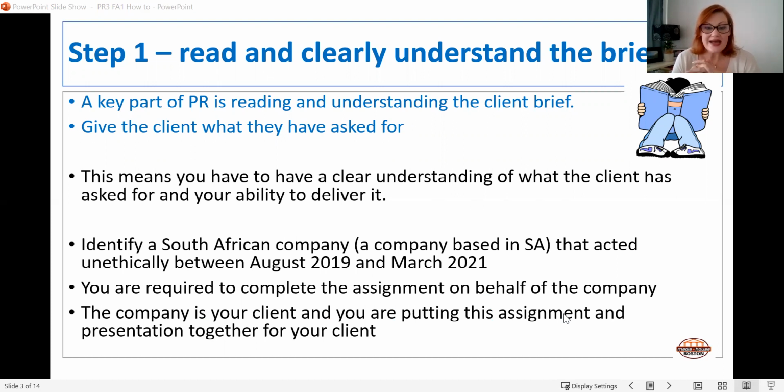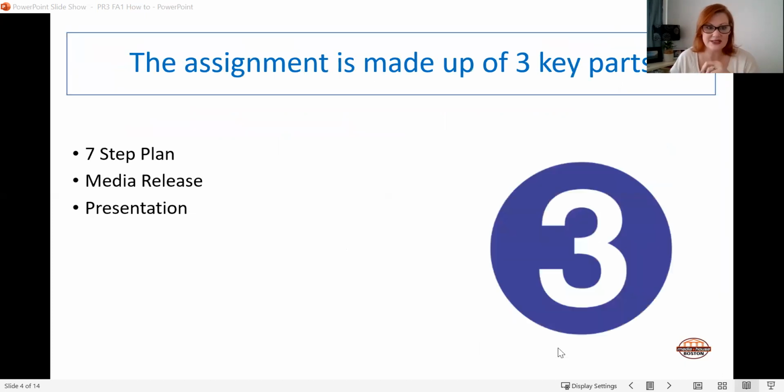You are required to complete the assignment on behalf of the company. You are the representative of this organization, and you are presenting as if you are the representative of this organization. So the company is your client, and you are putting this assignment together for the client. The assignment is made up of 3 key parts. First of all, there's a 7-step plan, there's a media release, and then there's your presentation.